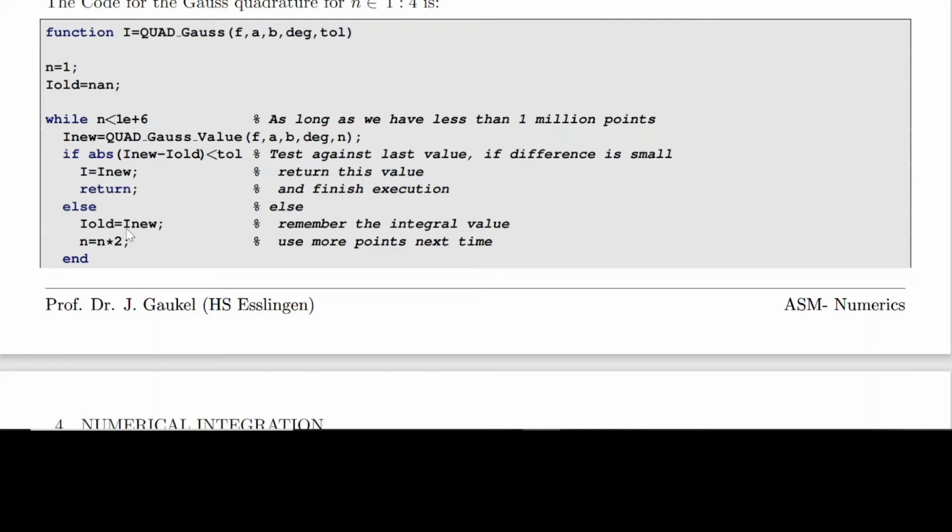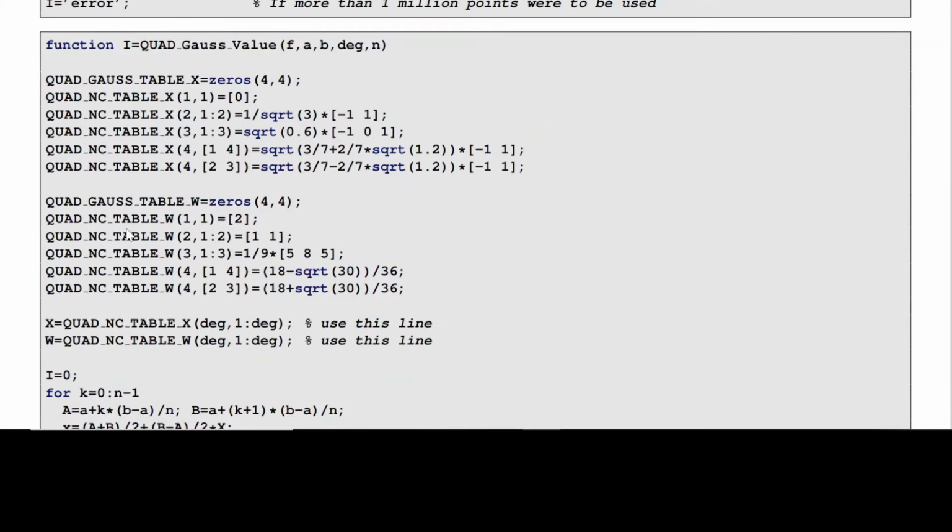Let's talk about the implementation of our Gauss formulas, okay? So this is our function quad Gauss value. First we fill the table. If n is 1, then we have the position 0 and the weight 2.